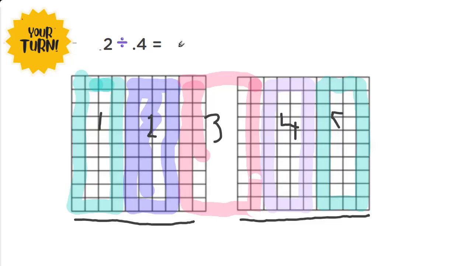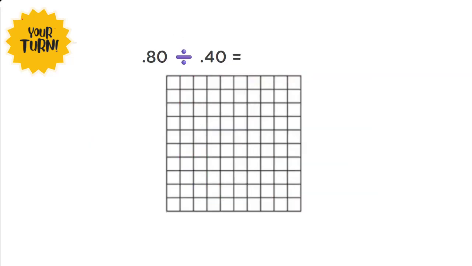So 2 divided by 0.4 equals 5. This is our last one, 80 hundredths divided by 40 hundredths. Turn off the video, work it out, and come back.